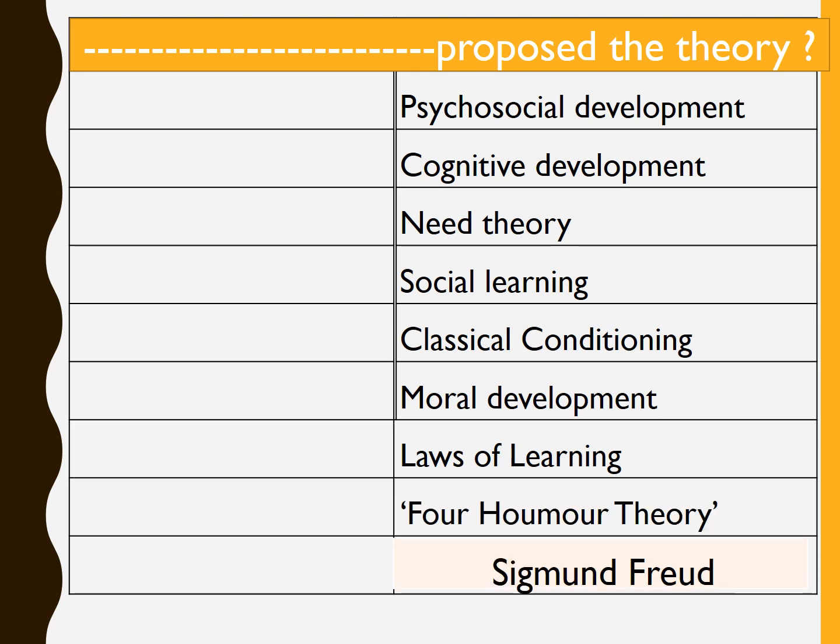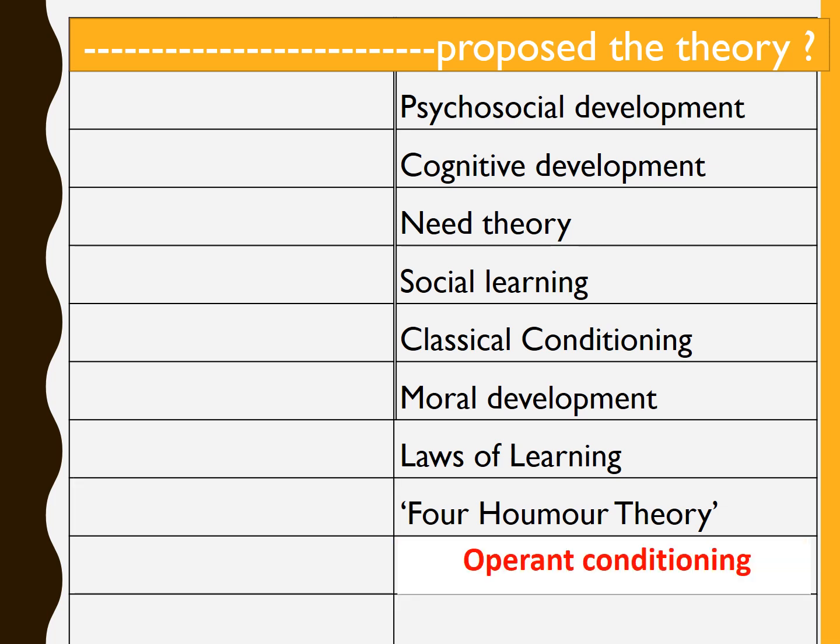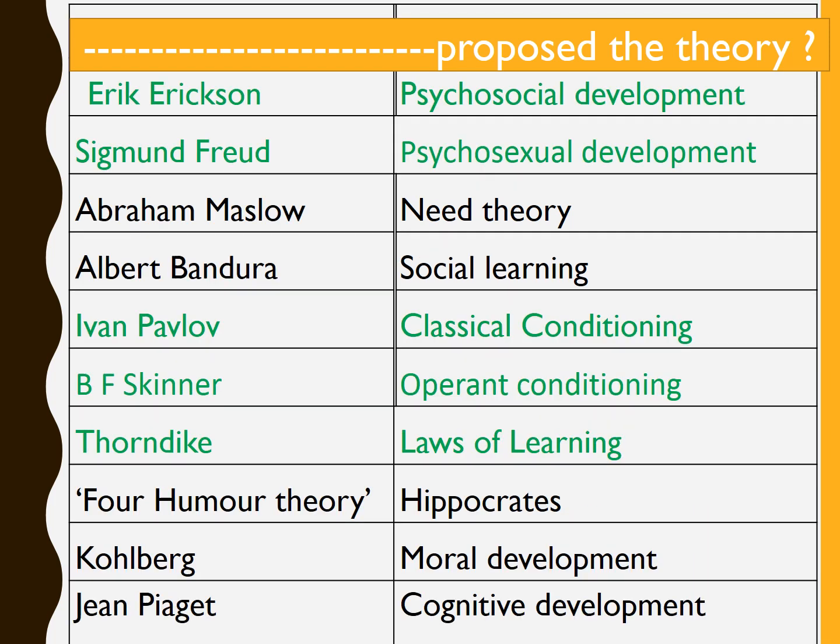Now the four humor theory was proposed by Hippocrates, who is called the father of medicine. Last, operant conditioning was proposed by B.F. Skinner. So let us have a revision of the theories and the theorists.